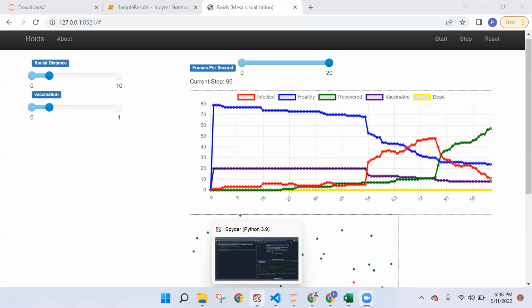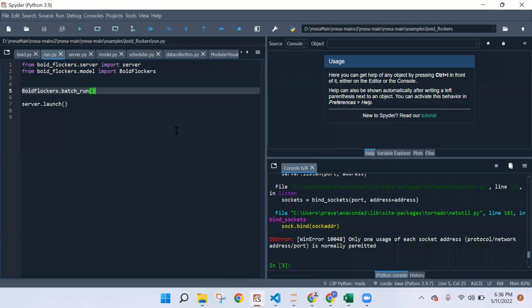So here we can get the batch running by running this line of code. If we comment this line of code and run the code, then it will usually open the sample run. So when you give only this, it will start batch running.